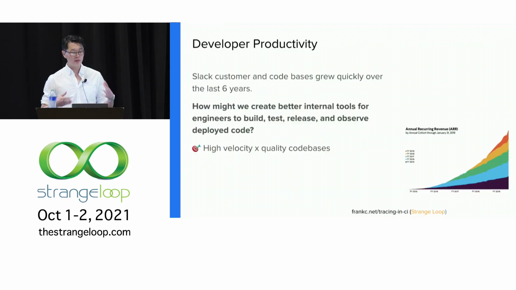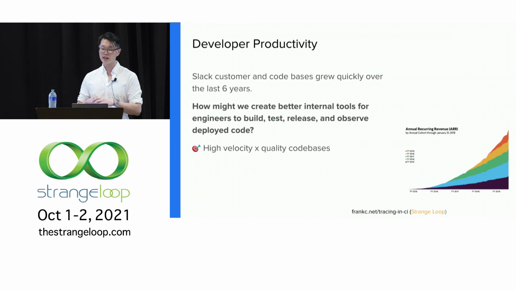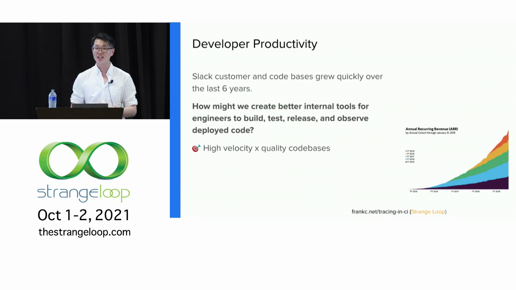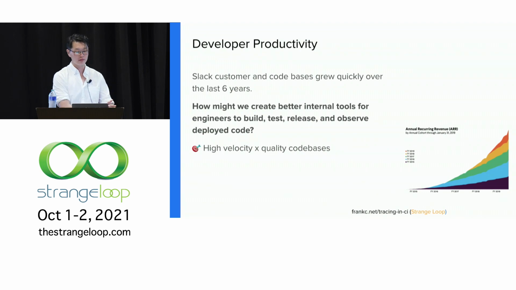So first, I'd love to spend a few minutes talking about developer productivity and business goals. Developer productivity is about building tools and programs used to get Slack software to customers quickly and with high quality. It's been a fun journey to be on as Slack scales. I work with teams that have the opportunity to make engineering at Slack simpler, more pleasant, and more productive. Both Slack customers and code bases grew quickly over the last 6 years.